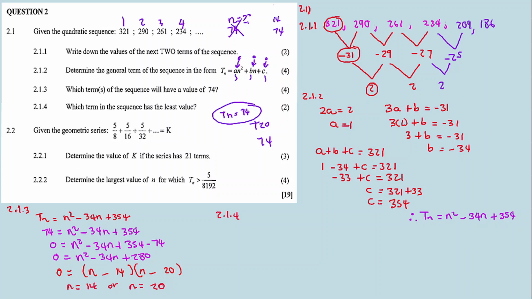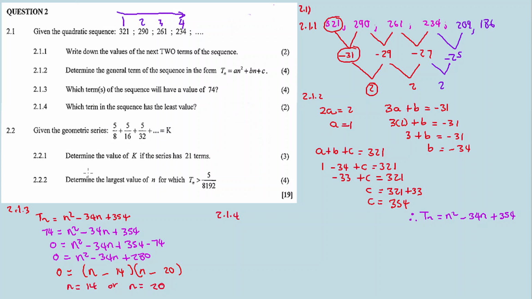the least value, the lowest value. Could it be the 74? We have to use the calculator, we don't know. Term number 1 is 321, term number 2 is 290, term number 3 is 261. So this quadratic sequence is actually descending. It means at some point there is a lower value. It could be 0, it could be 1, it could be any number, but we must calculate that number.